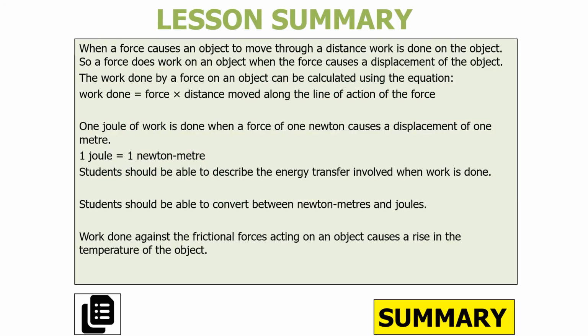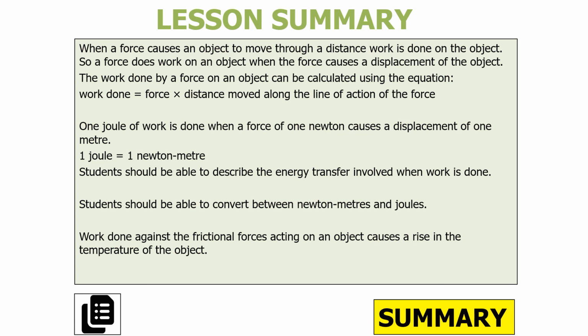So let's summarize what we've learned in today's lesson. When a force causes an object to move through a distance, work is done on the object. So a force does work on an object when the force causes a displacement of the object. Work done can be calculated with the equation force times distance moved along the direction or the line of action of the force. 1 joule of work is done when a force of 1 Newton causes a displacement of 1 meter. So 1 joule is equal to 1 Newton meter.